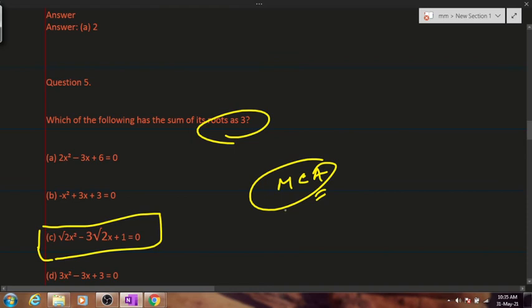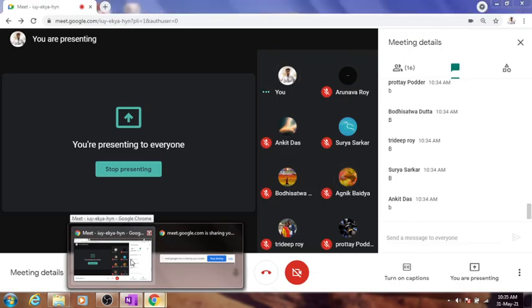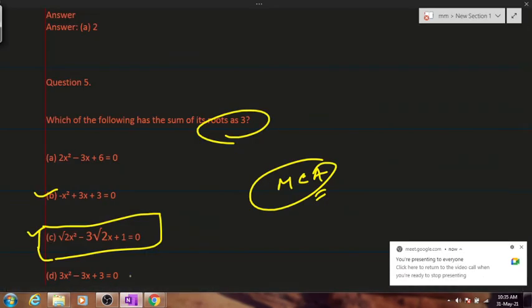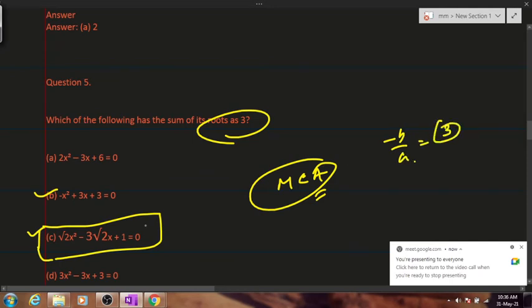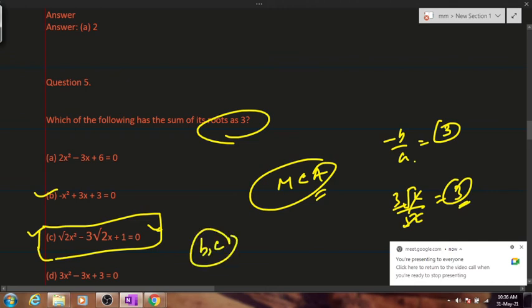However, I should have told you this could be a multiple choice answer. But still, does everybody agree with option B and C? Yes, sir. Because the sum of the roots is minus b by a. The second option we will be getting as 3, and again in the third one we will be getting 3 by root 2 by root 2. Root 2 gone, we will be getting it as 3. So option B and C both will be correct. Clear? According to this question.